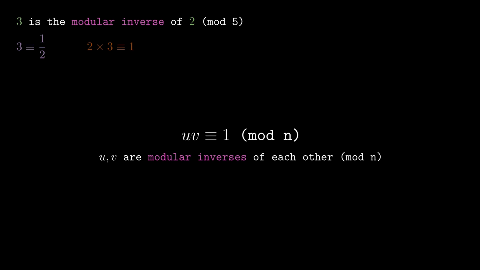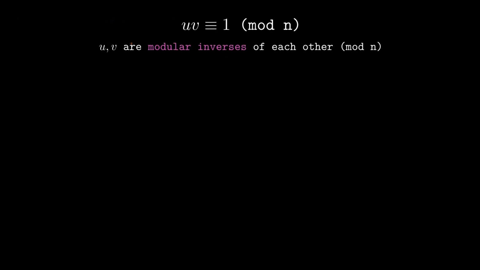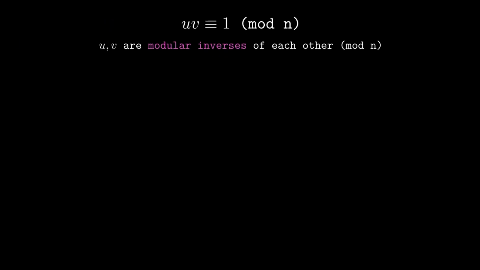What is 1 over 2 mod 9? How about 1 over 3 mod 10? A question worth asking is, does the modular inverse always exist? Let's try and find 1 over 6 mod 8.